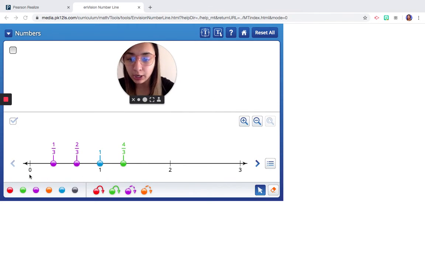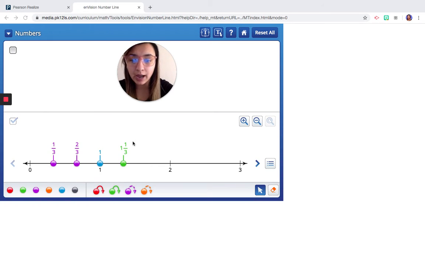So if we look here, we have a number line with some fractions already on it. So we have 1/3, 2/3, this 1, which would be 3/3, and 4/3, which we learned in our last lesson, that if the top, the numerator, is bigger than the bottom, the denominator, then it is greater than 1. Another way to write this would be in a mixed number. So I'm going to show you that.